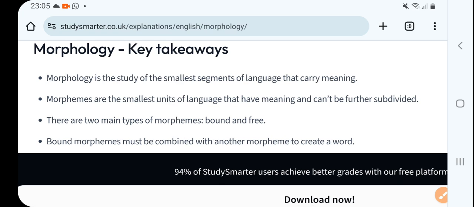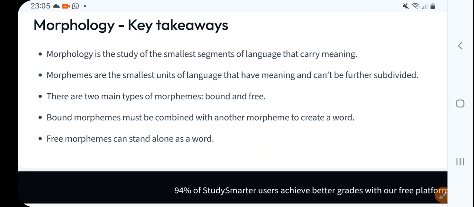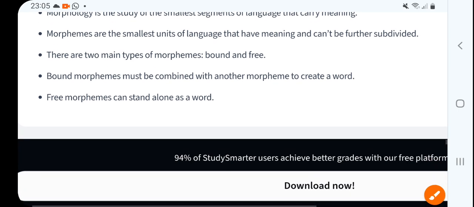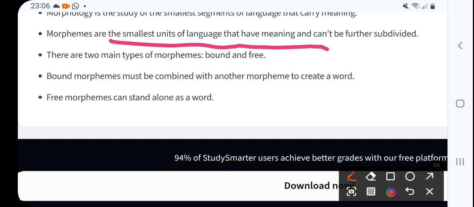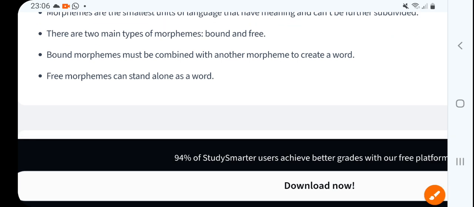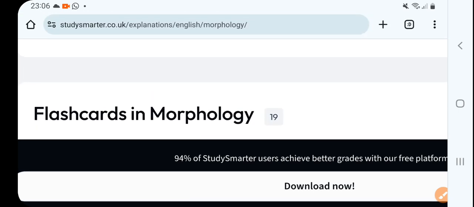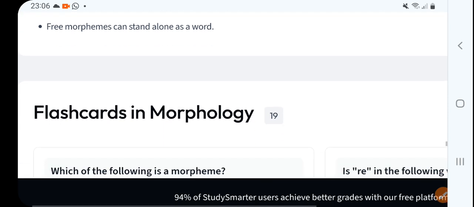Finally, what are the key takeaways? Number one, morphology is the study of the smallest segments of language that carry meaning. Morphemes are the smallest units of language that have meaning and cannot be further subdivided. Now there are two main types of morpheme, bound and free. Bound morphemes must be combined with another morpheme to create a word. Free morphemes can stand alone as a word, right.